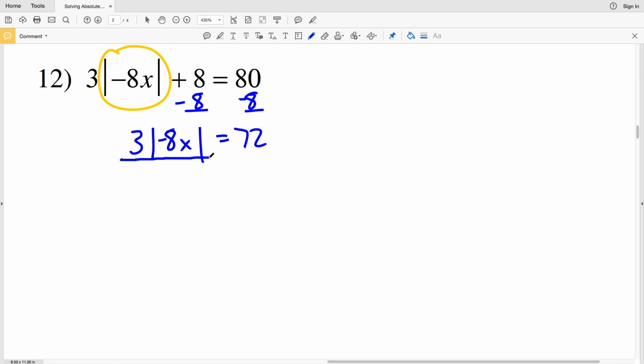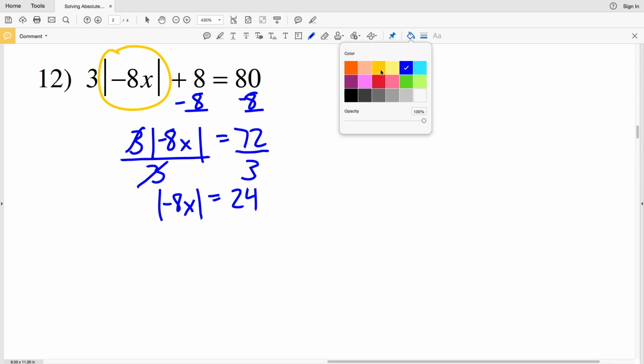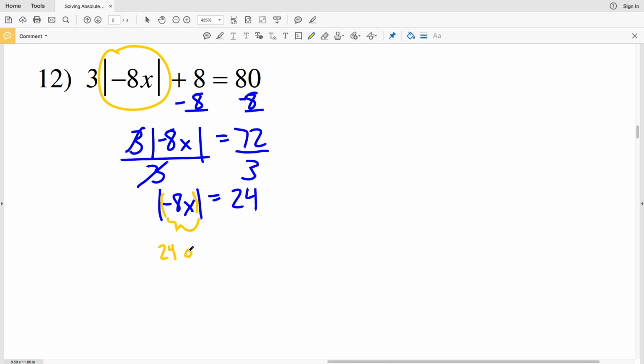Now we're going to divide both sides by 3 in order to isolate that absolute value. 3 divided by 3 is 1. 1 times the absolute value of negative 8x is the absolute value of negative 8x, and that's equal to 72 divided by 3, which is 24. So now we can say that negative 8x, that quantity inside the absolute value, either equals positive 24 or it equals negative 24. Since the absolute value of 24 is 24, and the absolute value of negative 24 is also 24. So we have our two separate equations.